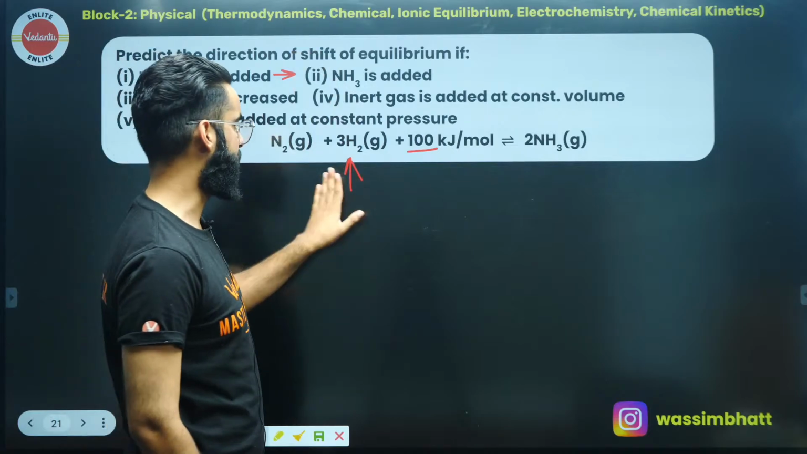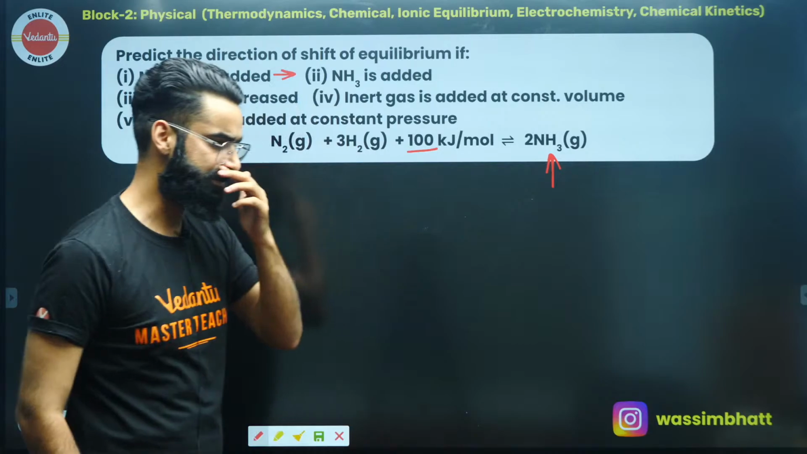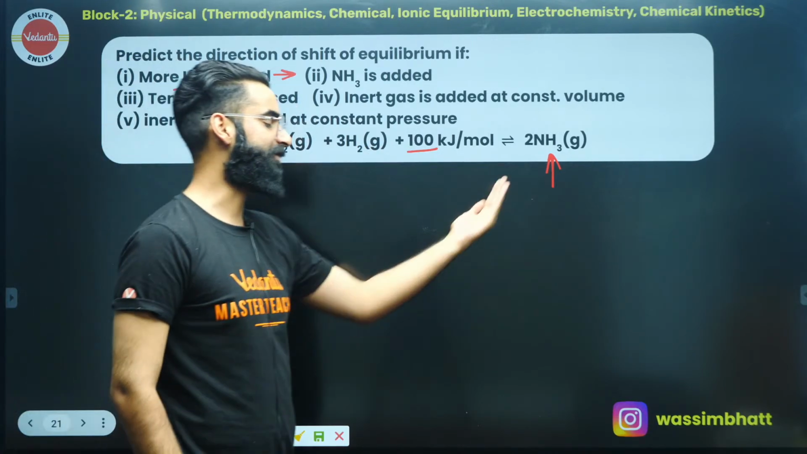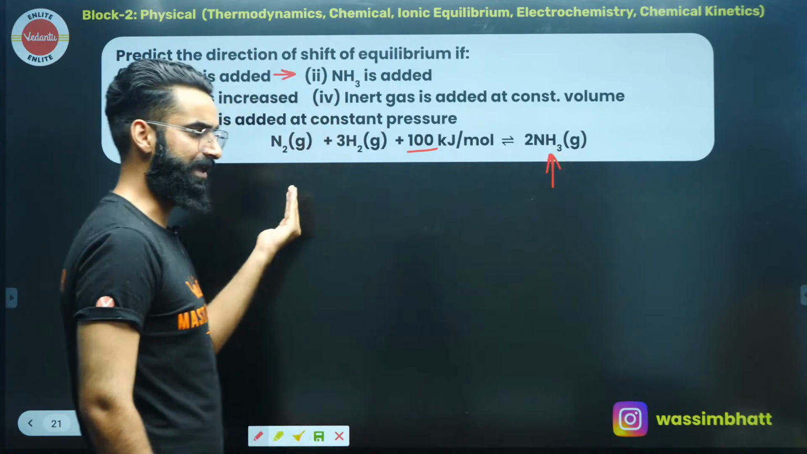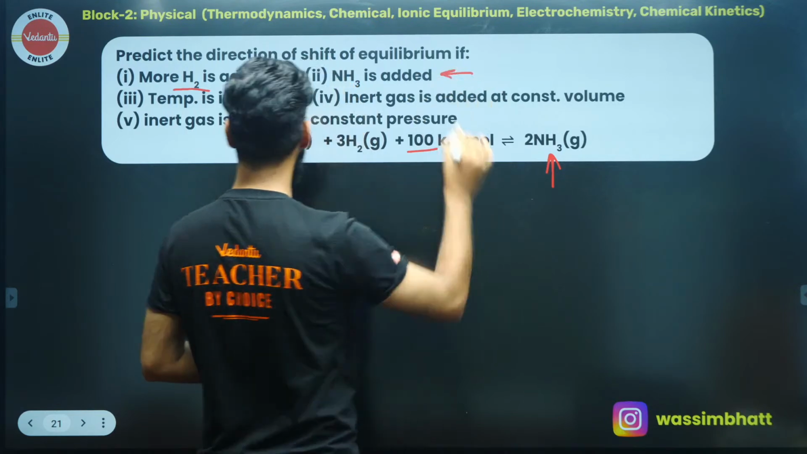If NH3 is added, if we add NH3 to the system, equilibrium is going to decrease the amount of NH3. And how will it decrease the amount of NH3? When it makes sure the reaction moves backward, the equilibrium shifts backward. So in the second case, equilibrium shifts backward.